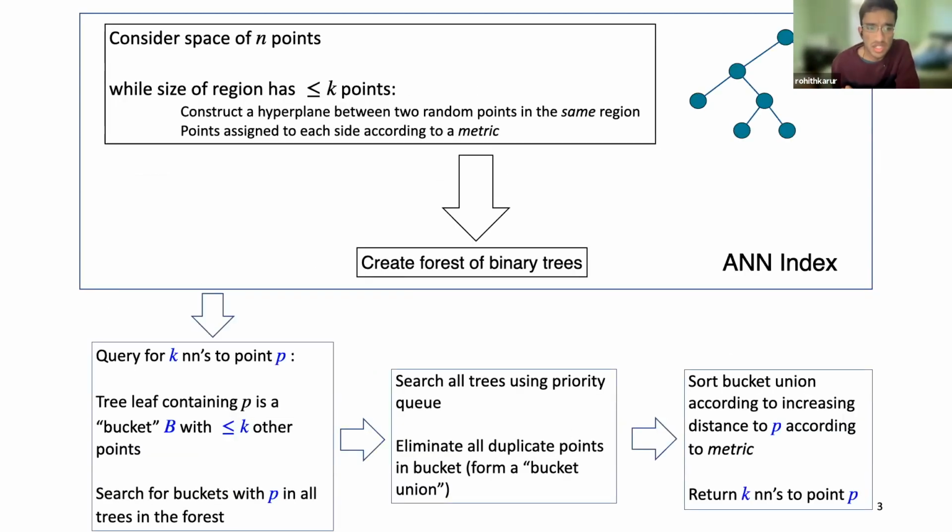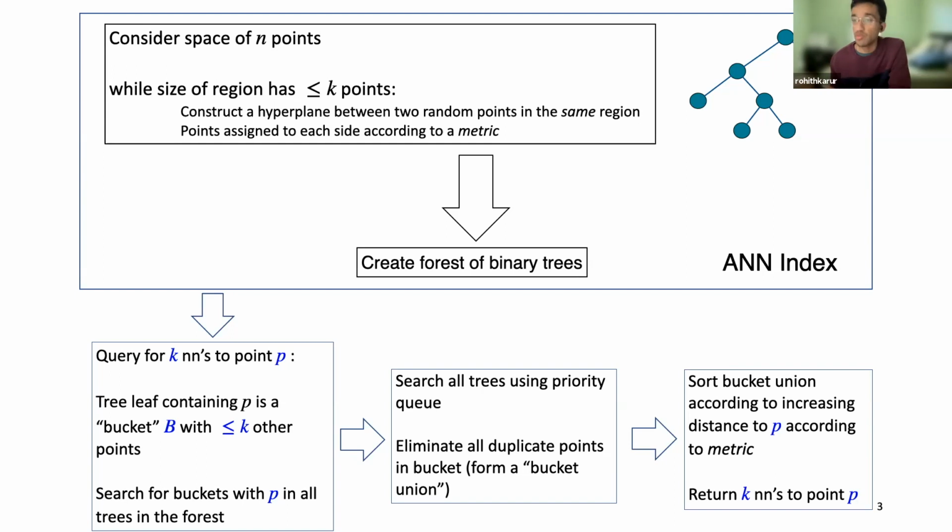So here's a diagram that shows the steps of the ANN process. The first step is creating an ANN index, which is a structure from which we can make queries. So we first consider a space of n points, and the points in our physics-related case would be the hits from the particles within the tracking detector. So we basically do a recursive splitting of the space by constructing hyperplanes between two random points in the same section, and the points are assigned to either side of the hyperplane according to a metric.